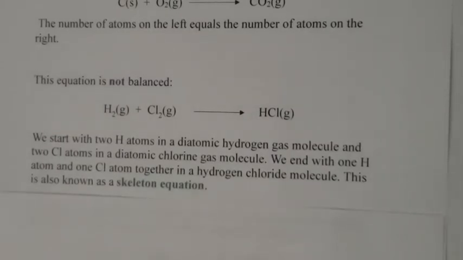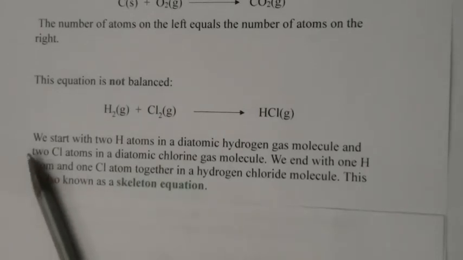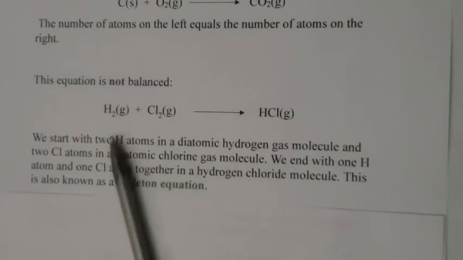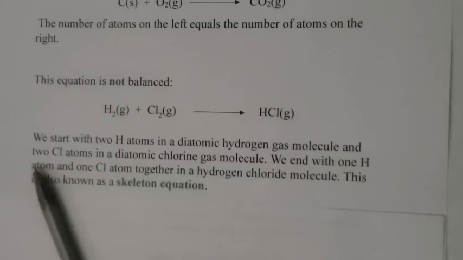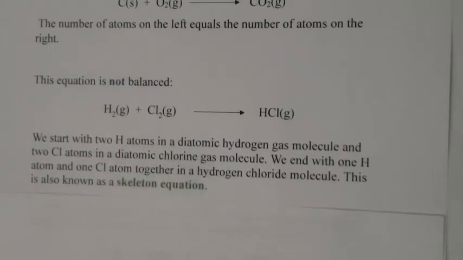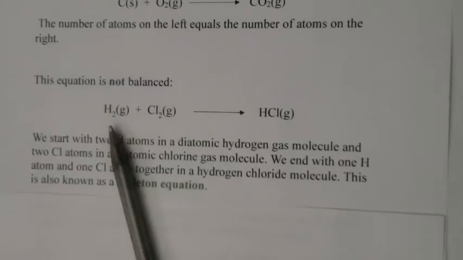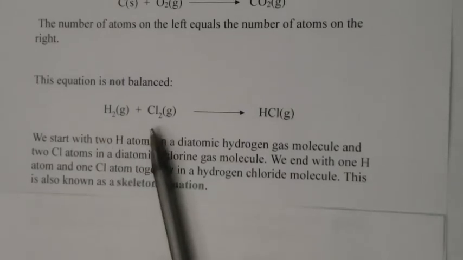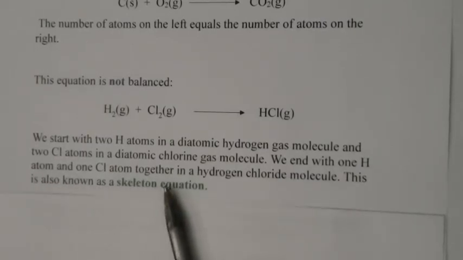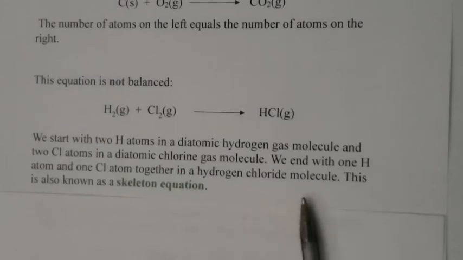So we call this a skeleton equation. We start with two hydrogen atoms in diatomic hydrogen gas. Hydrogen is a diatomic, that means it has to be an H2 gas molecule, and two chlorine atoms, because again, chlorine is also one of these diatomics. There are 7 diatomics, they kind of make a 7 on the periodic table, and they never exist by themselves, they'll just react with themselves. So you have H2 and Cl2. We end up with one hydrogen atom and one chlorine atom together in a hydrogen chloride molecule.